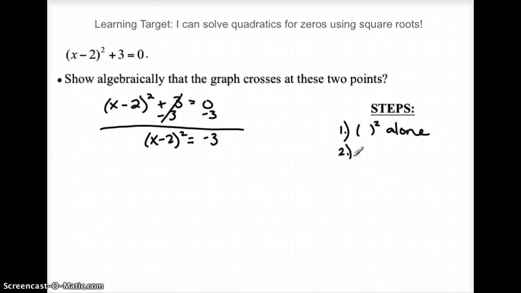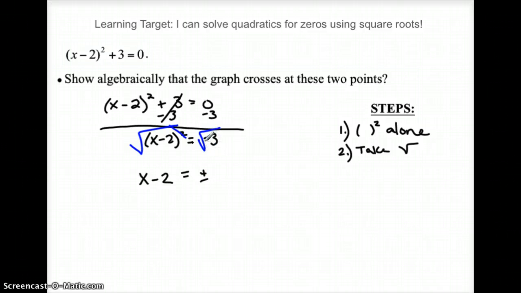Now, once that's isolated, again, like before, we need to get rid of the square on that parenthesis, so we're going to take the square root of both sides. The square and the square root cancel each other, so I'm left with what's in the parentheses, x minus 2. I can go ahead and drop the parentheses. But then here's this guy. I know I need plus or minus.